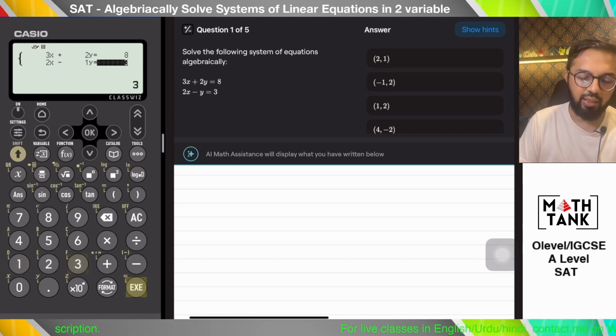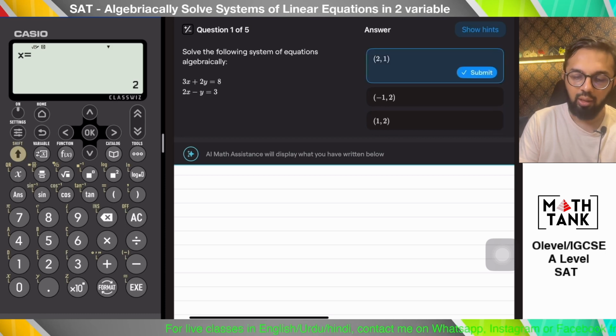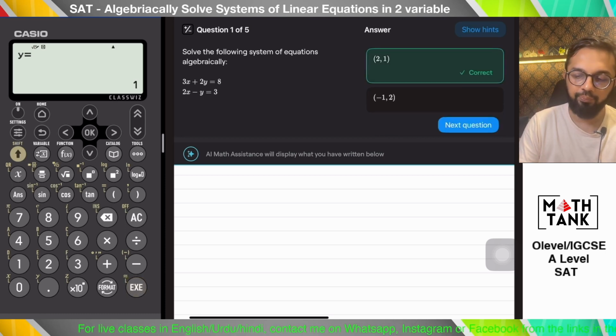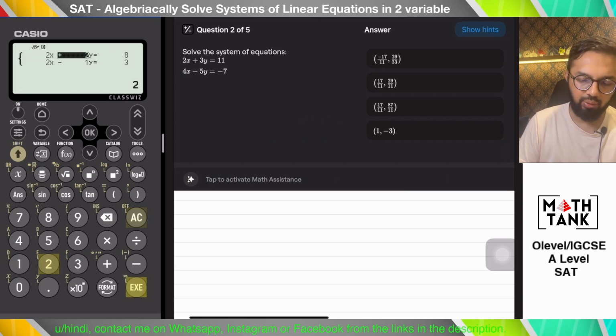If you were solving these algebraically, you would either do substitution or elimination. I'm getting 2 and 1 out of this. So that is the correct answer. All of these are the same, so you can rehearse.